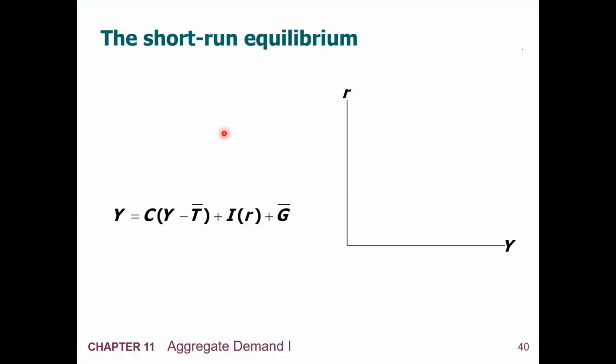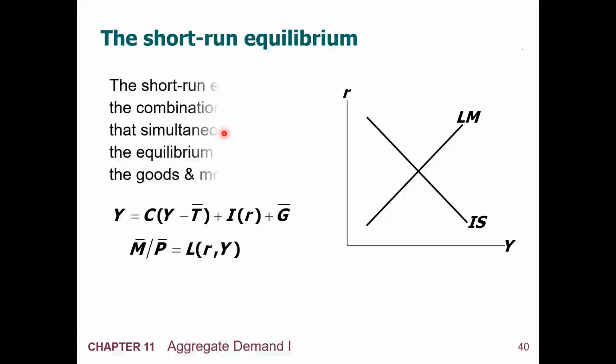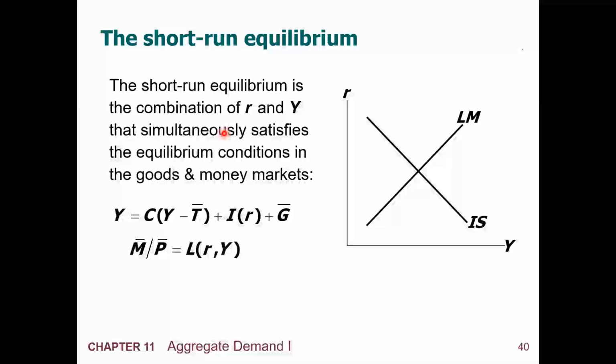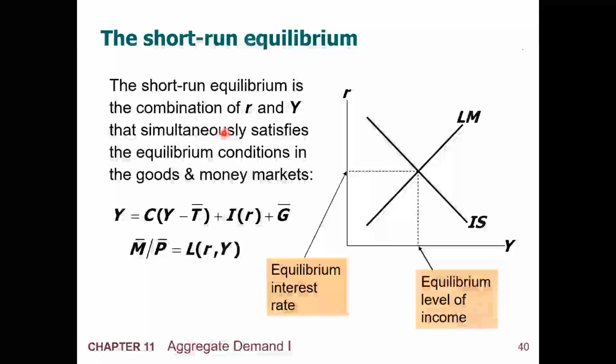Now output is a function of consumption, investment, and government spending. That gives the IS curve, and then we use the LM curve now. Right. So the short run equilibrium is the combination of R and Y that simultaneously satisfies the equilibrium condition in the goods and money markets. So the equilibrium interest rate, the equilibrium level of income.